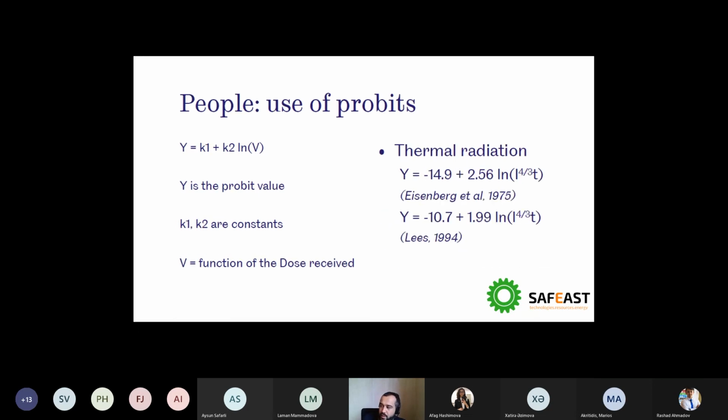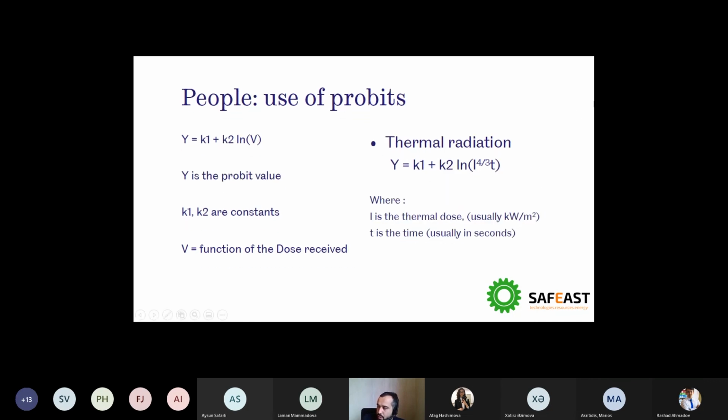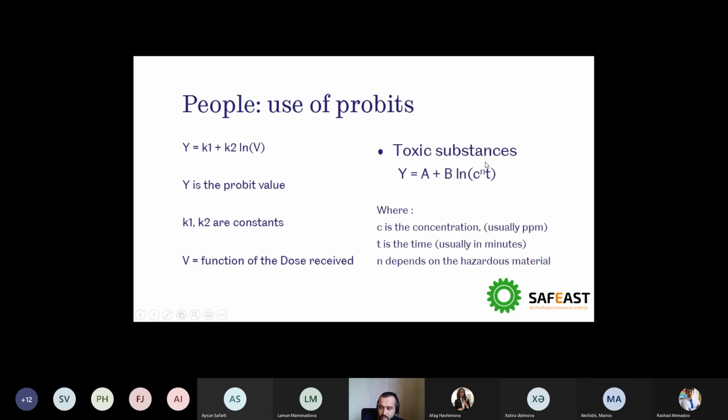So this is for thermal radiation. Basically, the effect is a function of the thermal dose and the time. And for toxic substances, this is again a function of the concentration, usually in ppm, and how much time you will be exposed, in terms of minutes.